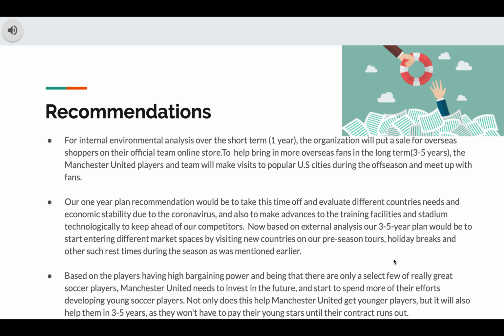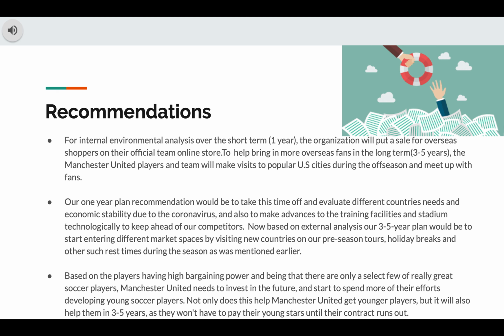Some of our recommendations include, for the environmental analysis over 1 year, that the team will put a sale for overseas shoppers on their official team store. And hopefully the goal of this will be in 3 to 5 years to bring more overseas fans and make Manchester United more popular in U.S. cities during the off-season.